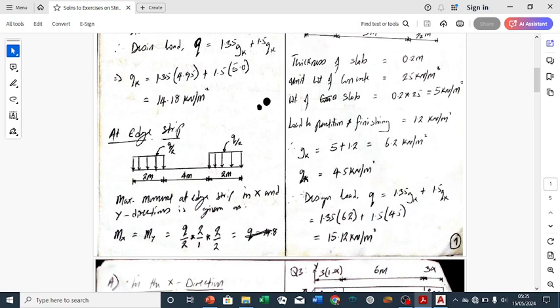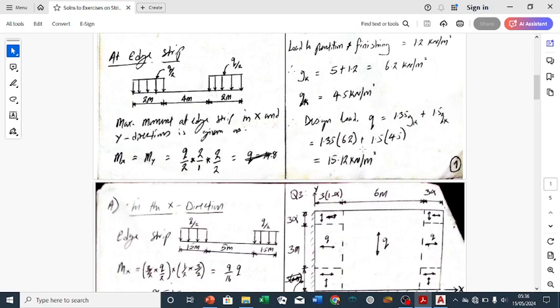We can go ahead and calculate our design load Q. Q is equal to 1.35 GK plus 1.5 QK. As usual, 1.35 is the factor of safety for permanent action and 1.5 is the factor of safety for variable action. When we put all this into the equation, we have that our design load is 15.12 kilonewton per meter square. By so doing, we have calculated our Q, which is what we will use.